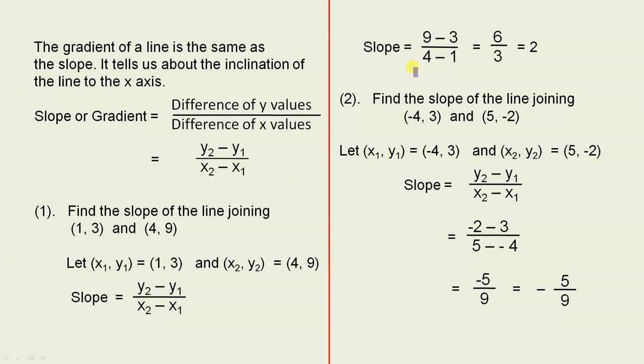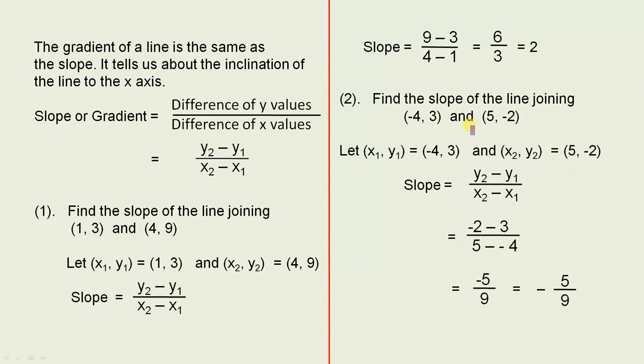So if we substitute into that formula, x1 is 1, y1 is 3, x2 is 4, and y2 is 9. So y2 minus y1 gives us 9 minus 3. x2 minus x1 gives us 4 minus 1. That gives us 6 over 3, which is 2. So the slope or gradient of the line joining those 2 points is 2.